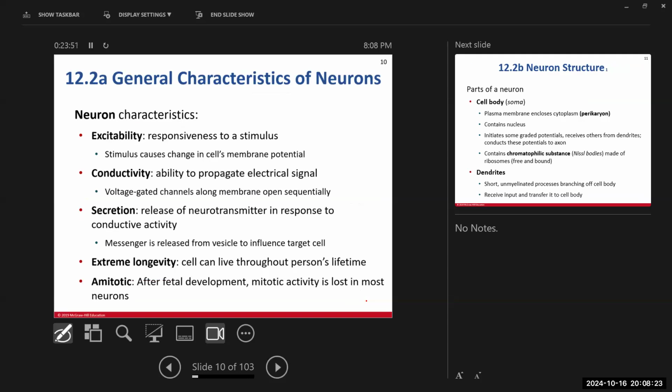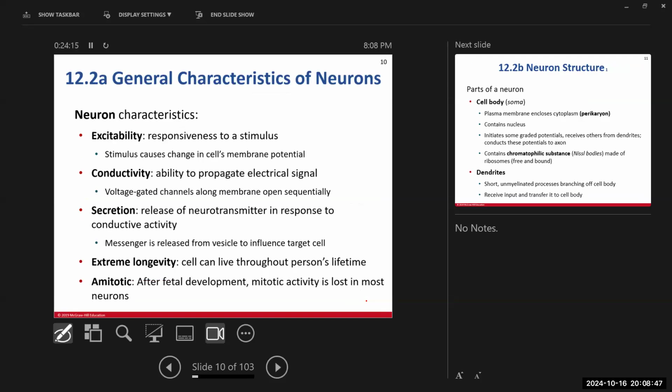So neurons have the following. They're excitable, they can conduct things, they're going to secrete stuff, they live a really long time, but unfortunately, they can't divide, except in extreme circumstances. I should be specific about that. But for the most part, your neurons do not divide. They do not undergo mitosis.